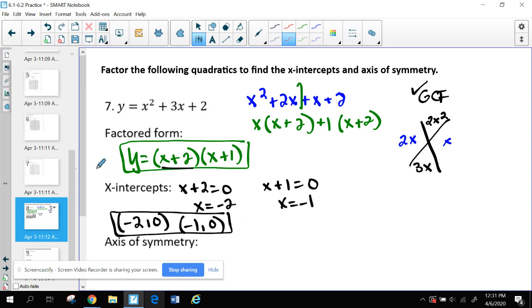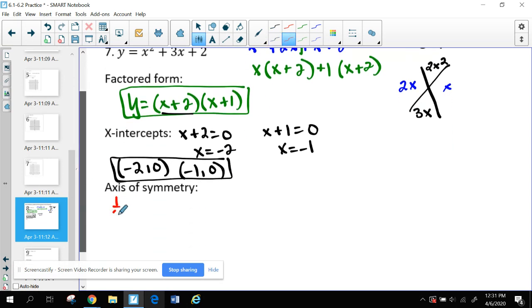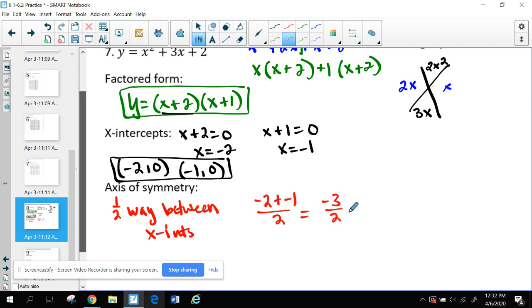And then the last thing is find the axis of symmetry. The axis of symmetry has to be halfway between your x-intercepts. So if you don't draw it out, you can just add these together and divide by 2. So you could do negative 2 plus negative 1, divide that by 2. Negative 2 plus negative 1 is negative 3. Negative 3 divided by 2 gives me negative 1.5. So I know my axis of symmetry is in between negative 1 and negative 2, specifically at negative 1.5.